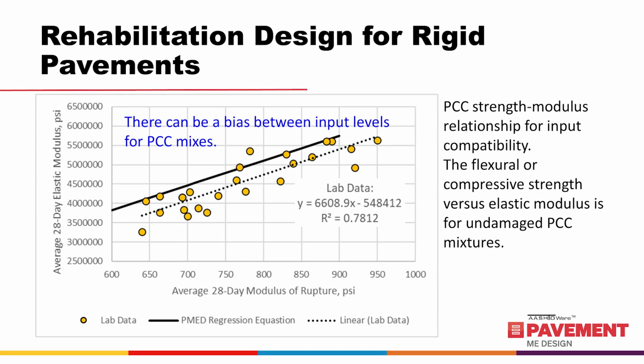The flexural strength of the PCC layer must be compatible with the elastic modulus of the PCC layer entered in the PMED software. The MEPDG recommends that the 28-day modulus of rupture and the 28-day modulus of elasticity be used for the PCC as a starting point. The time-dependent modulus of rupture and elastic modulus can also be used as input level 1, but the times need to be the same between strength and modulus of elasticity. These are for an undamaged PCC layer.